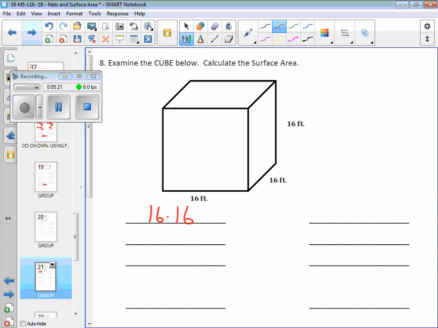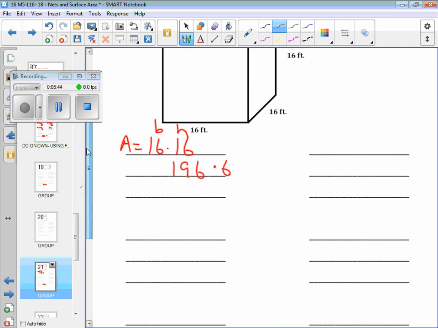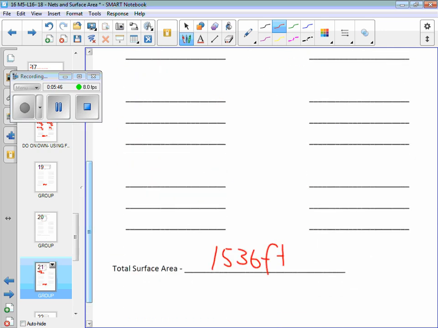Okay? So 16 times 16, I will tell you, is 196. And then I'm going to multiply that by 6, which you could do on your calculator. And you wind up getting 1,536. And I think is it feet? Square feet. Okay? Yes.